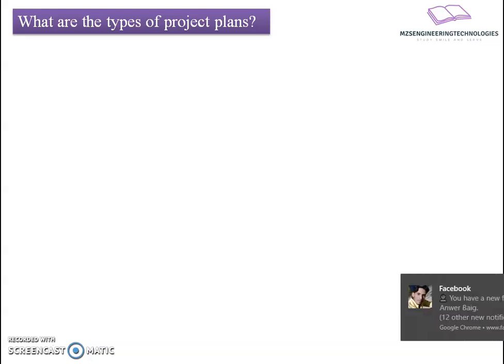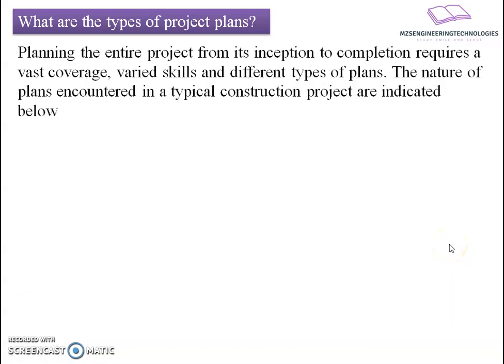Now let us go towards the part: what are the types of project plans. There are many types of project plans which we have to deal with in planning a project. Planning the entire project from its inception to the completion requires a vast coverage, varied skills and different types of plans. The nature of the plans encountered in a typical construction process are indicated below. Means here planning is not done during the flow of a project, but it starts with the inception. Means the incident we feel the need to run this project to the completion of the project.